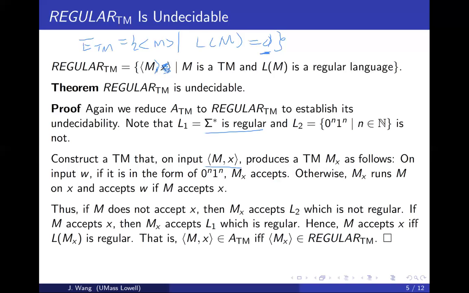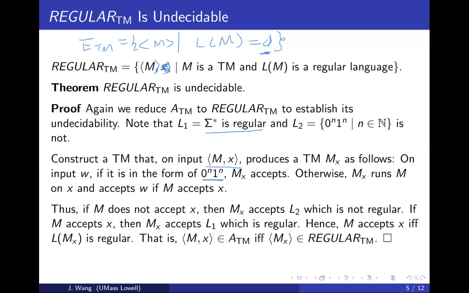On input W, we first check to see whether W is in the form of 0 to the n followed by 1 to the n. Earlier, when we looked at E sub TM, on any W we wanted to know whether it is equal to X. In this case, we just want to see whether W is in this form.